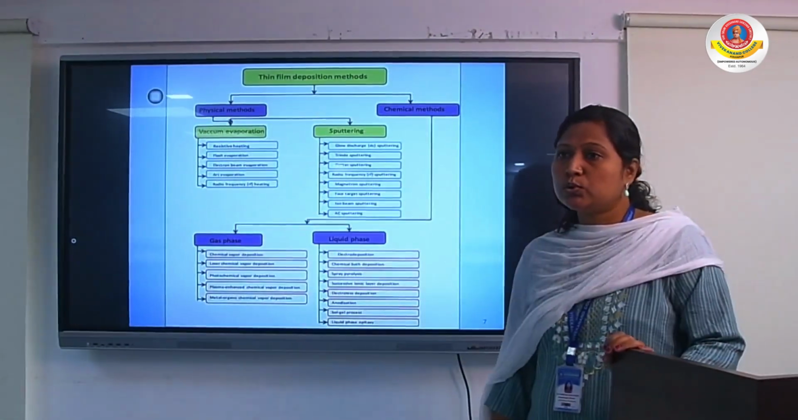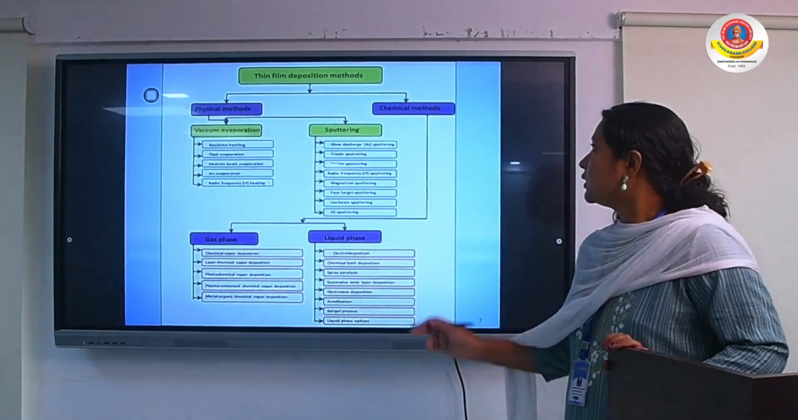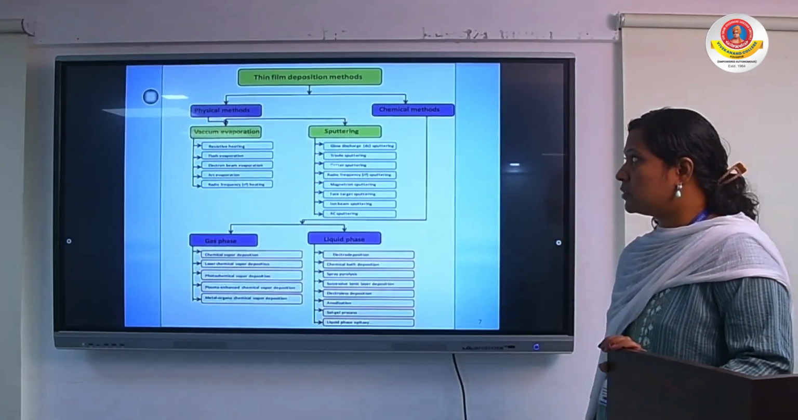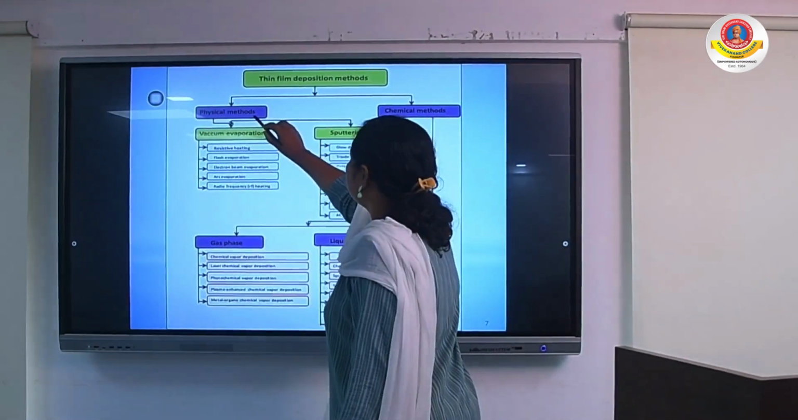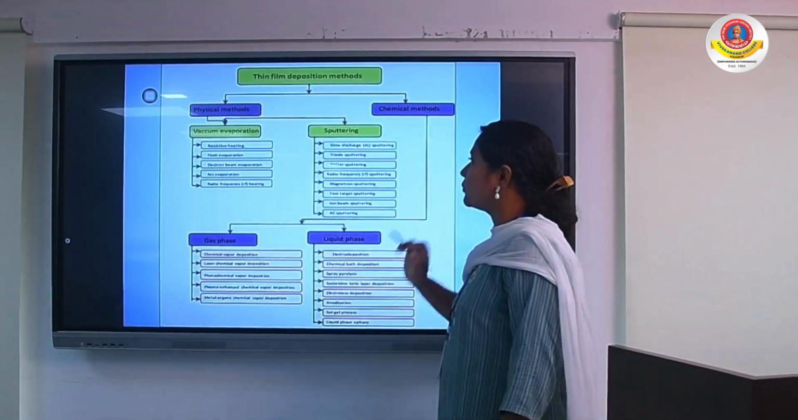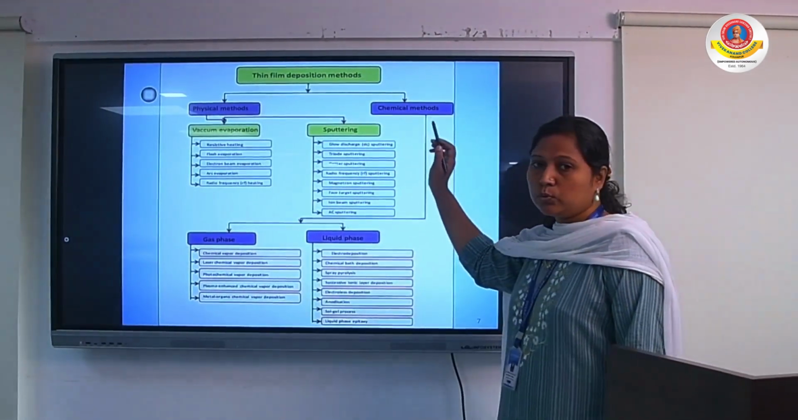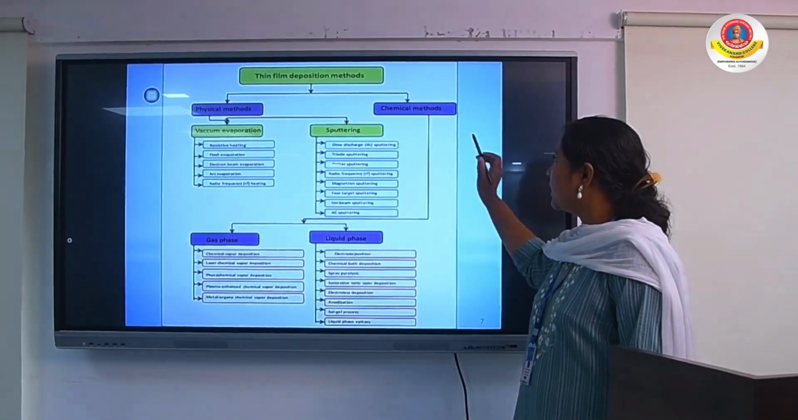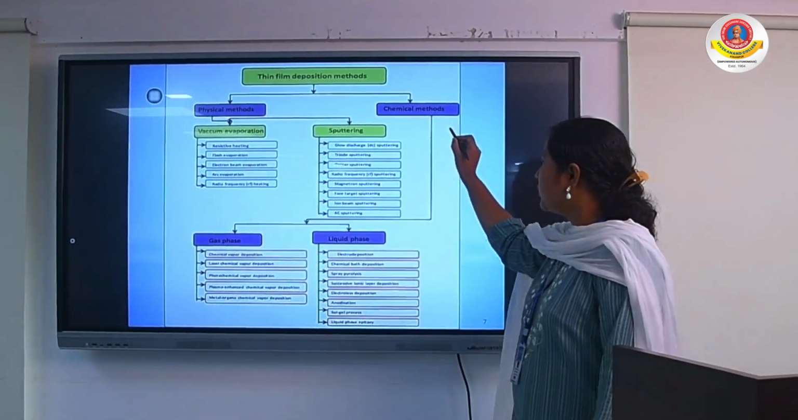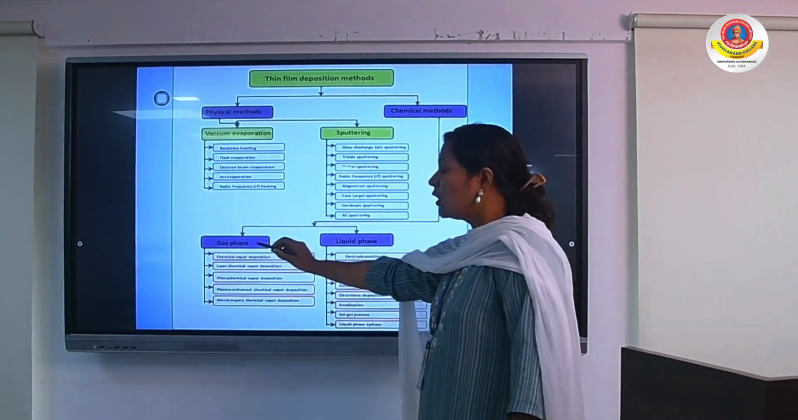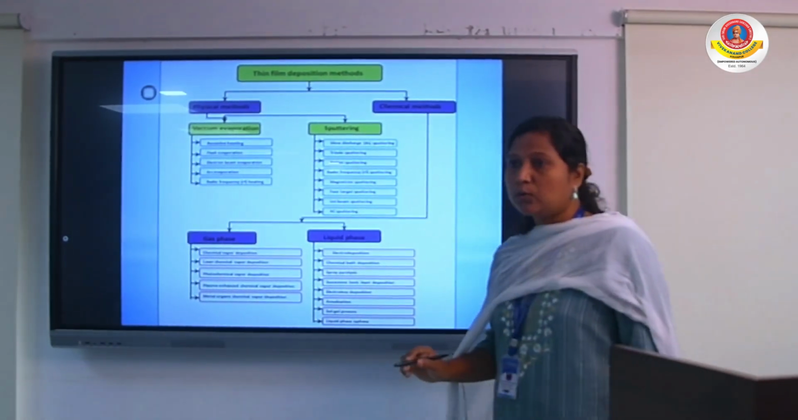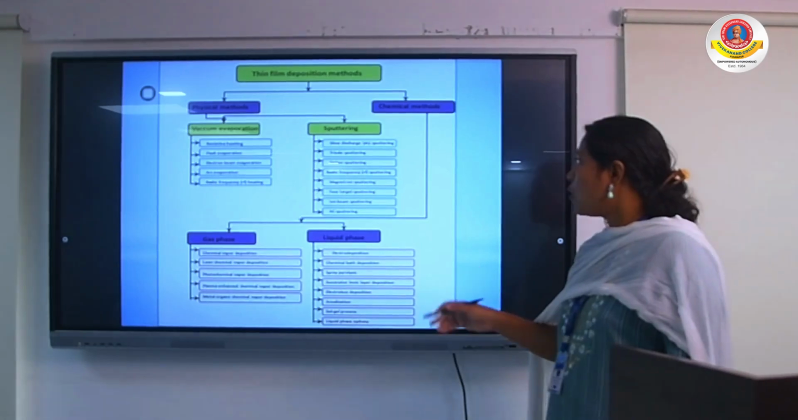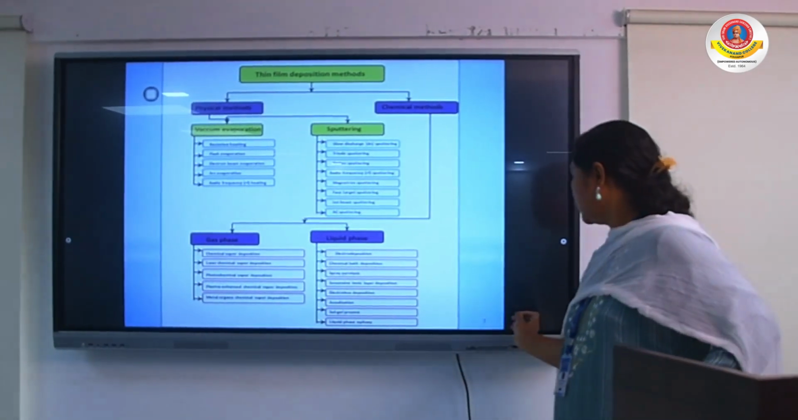This slide shows the classification of the thin film deposition methods. The thin film deposition methods are classified into 2 types. First is the physical method, another is the chemical method. Here we focus on the chemical method of thin film deposition. Chemical methods are again classified into 2 types: gas phase and liquid phase. We have to see all these methods one by one.